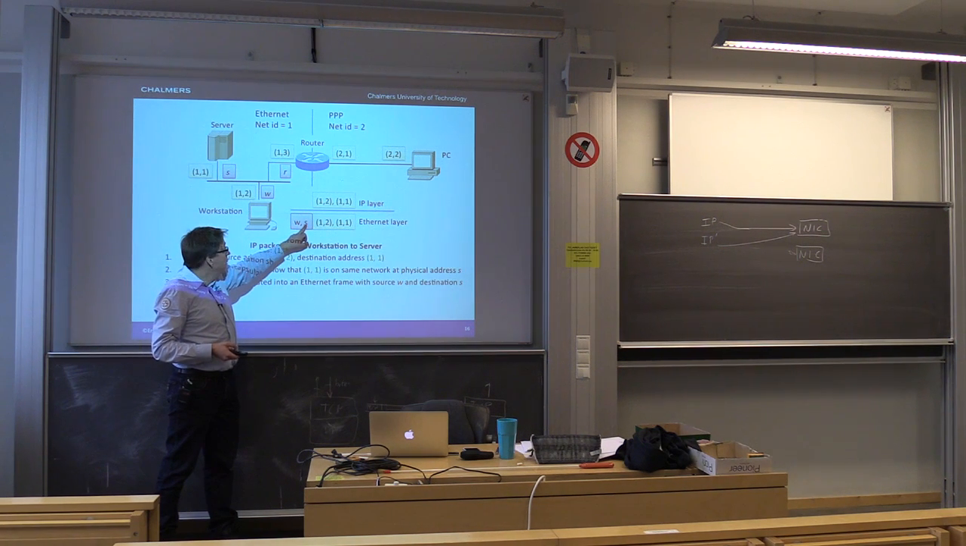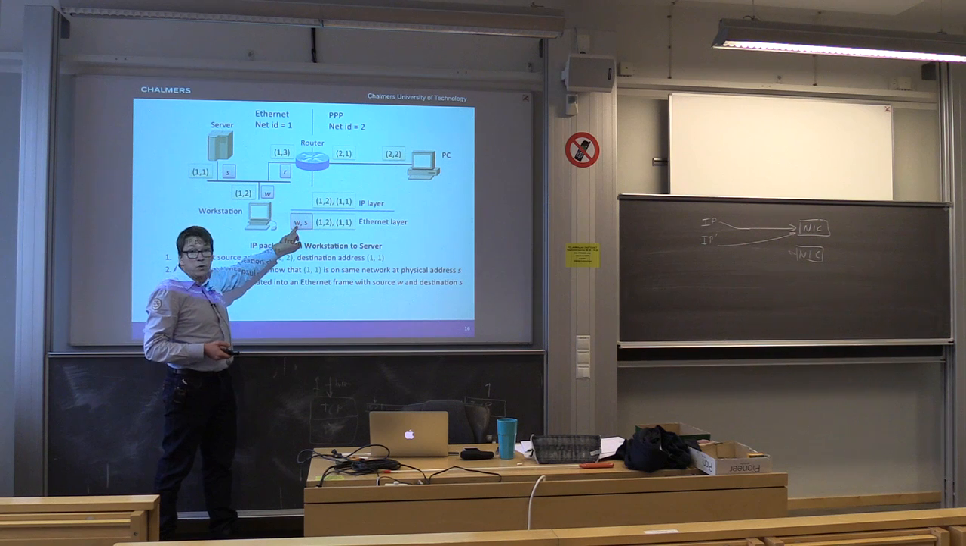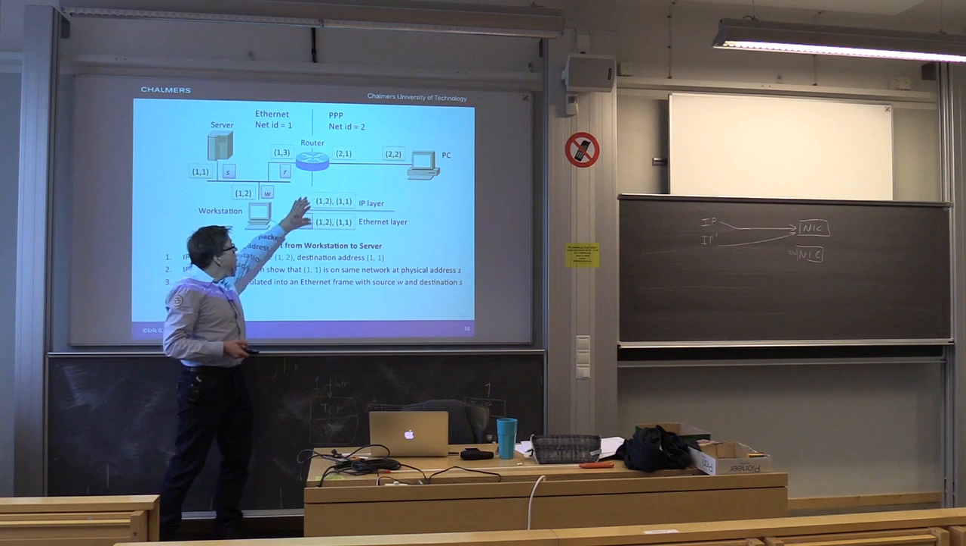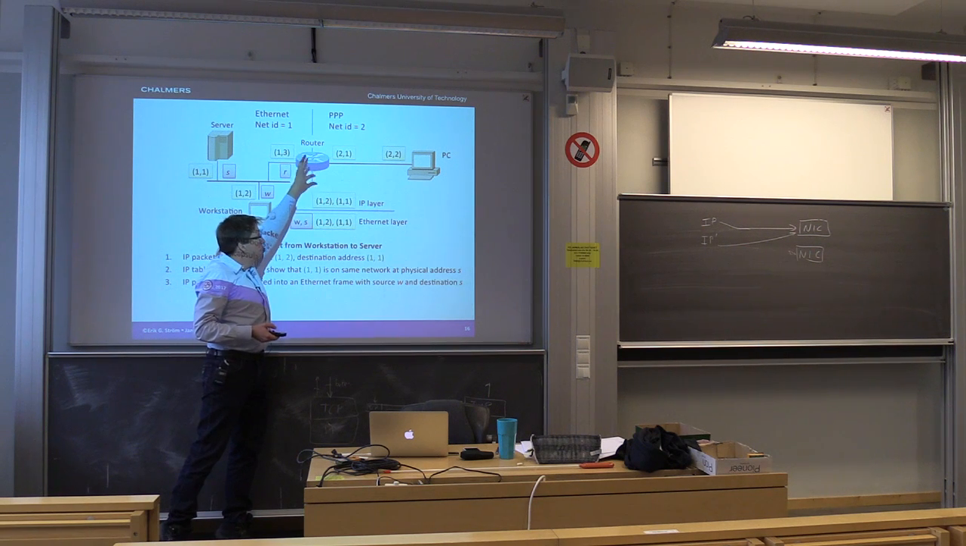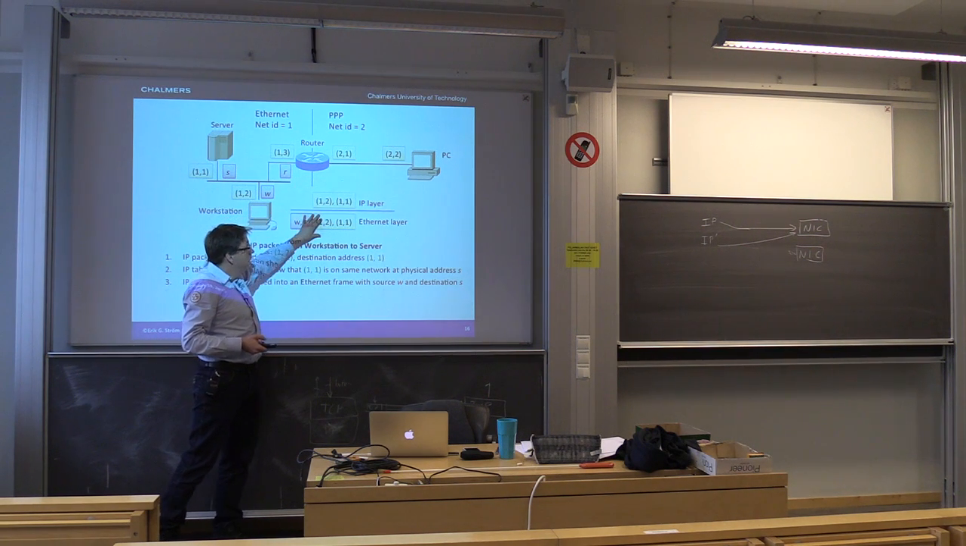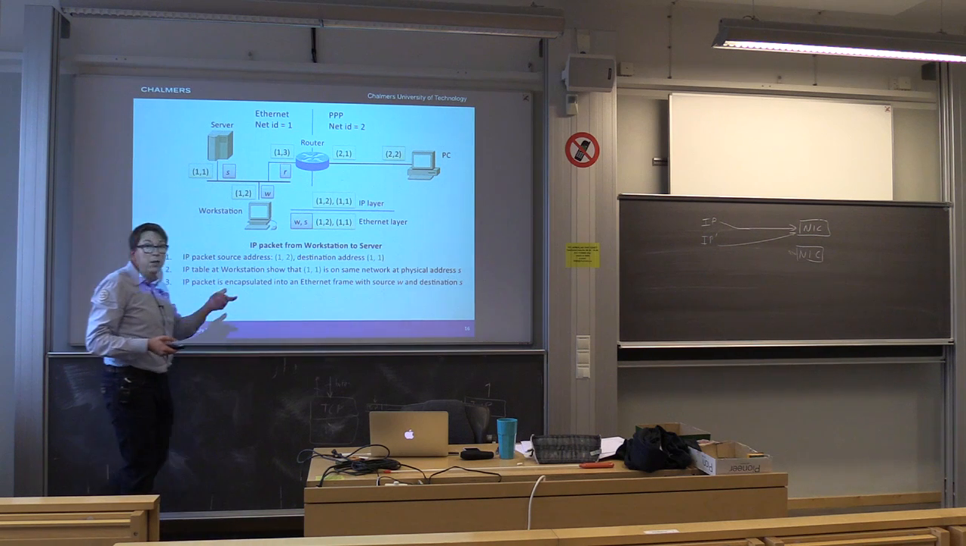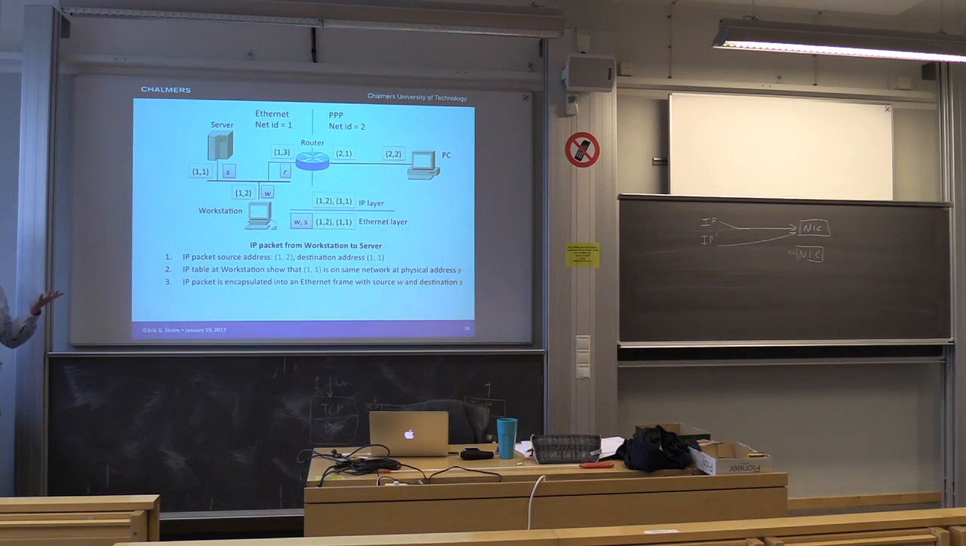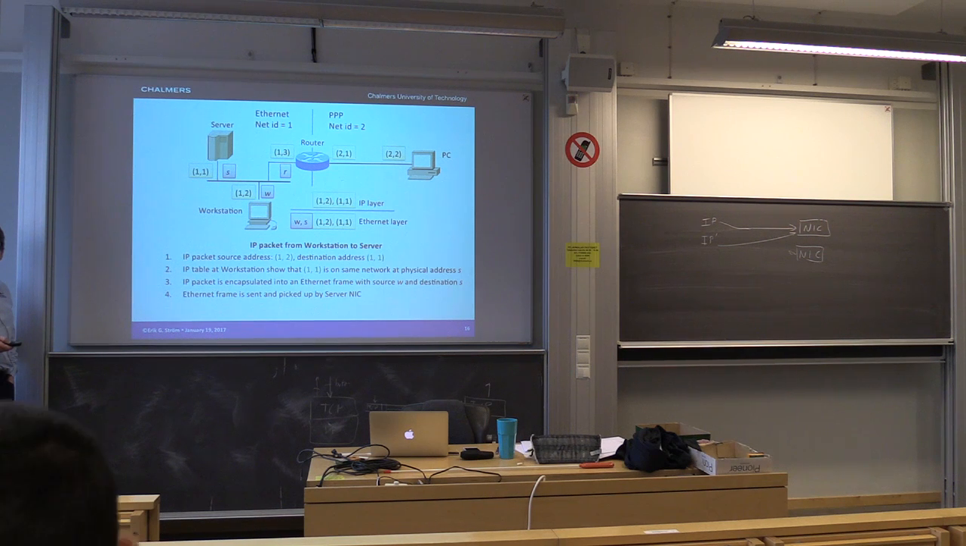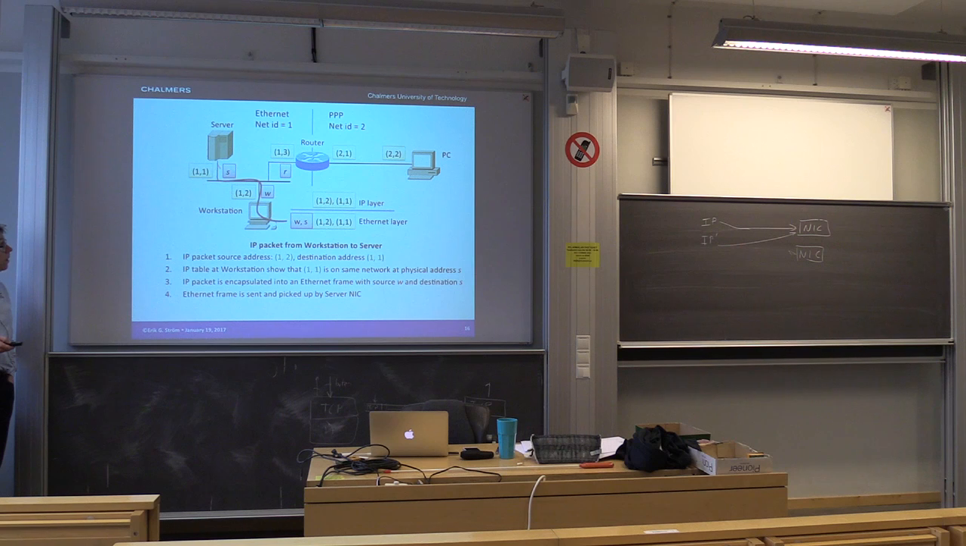Okay. Now the Ethernet layer knows that its own physical address is W, so it just appends it to this one. Okay. So now there was some upper layer and then it became an IP packet, and now it became an Ethernet frame or Ethernet packet. And now it needs to be transmitted. So then it's sent out on the wire and then picked up by the network interface card at the server. It goes like this. Okay.